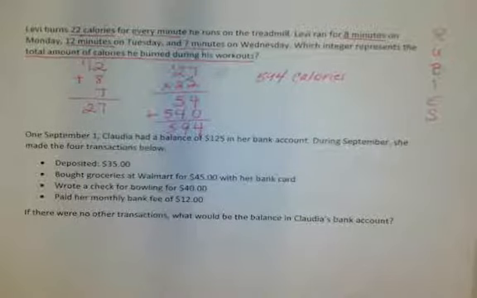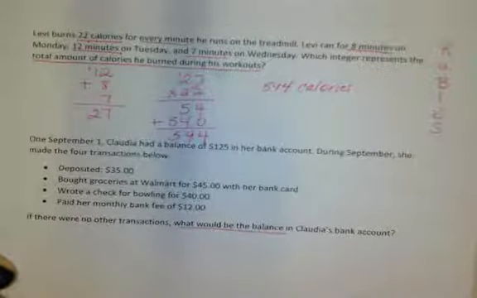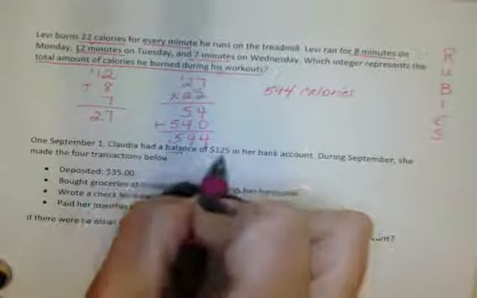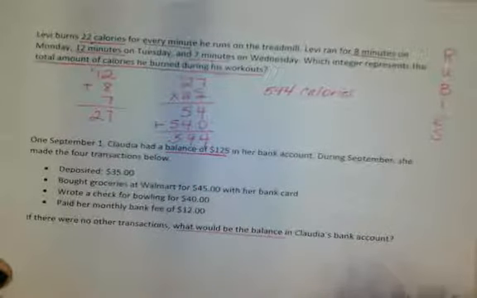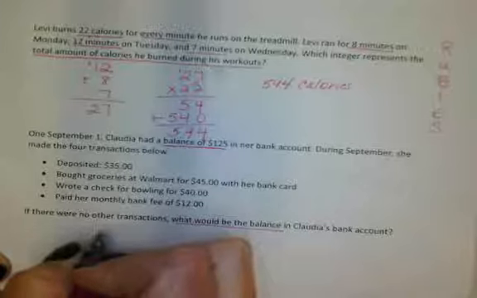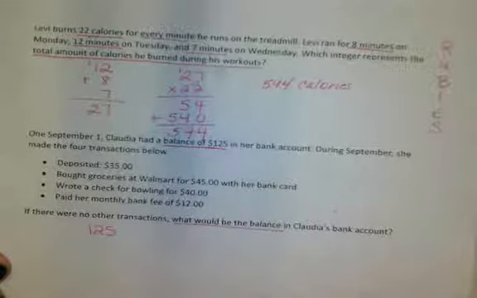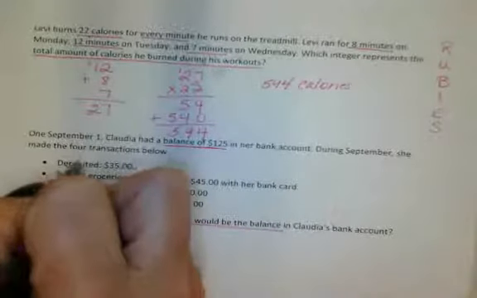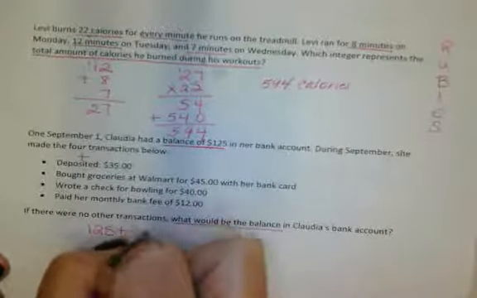Alright, so let's go to U, which is underline the question, which is what would be the balance? And then we're going to go to boxing keywords. We need to know the beginning balance, which was $125, and then we need to know what each thing did. So of course we are going to start with $125. Then she deposited. Deposited means that you put money into the bank, so that would be a plus. So we're going to add that.